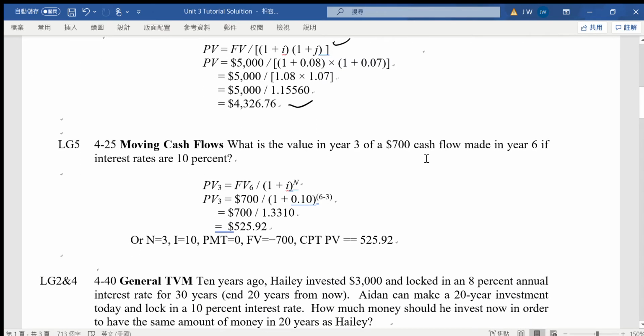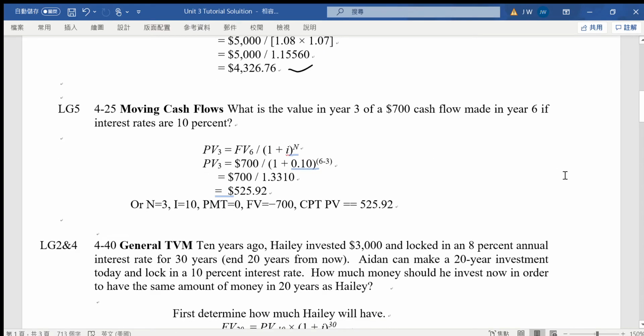Then the third one is about moving cash flow. What is the value in year 3 of a $700 cash flow made in year 6 if the interest rate is 10%? When you read the question, be careful. It mentions that you want to know the amount in year 3 of a $700 amount that will be in year 6. That will be related to discounting the future value in year 6 back to year 3. So you should use this approach to discount the amount.